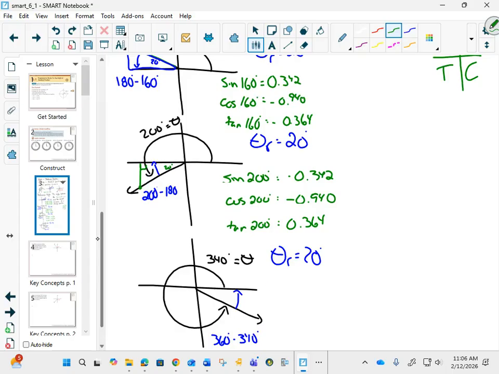And finally, when we did 340 degrees, the numbers will be the same because you pick a random point, go back to your nearest x-axis, which makes a triangle with your reference angle. And we would have negative 0.342. We would have cos of 340 degrees being positive 0.940. And tan of 340 degrees being negative again.